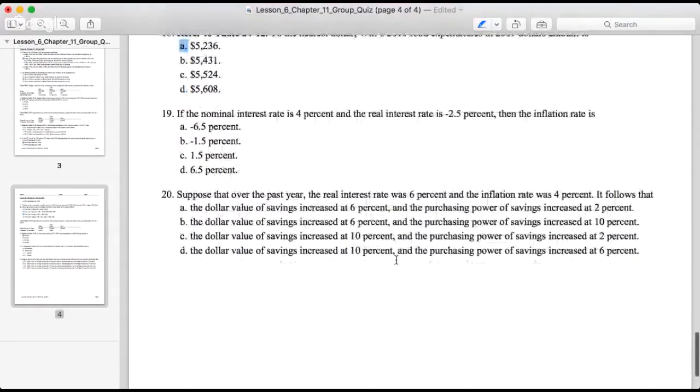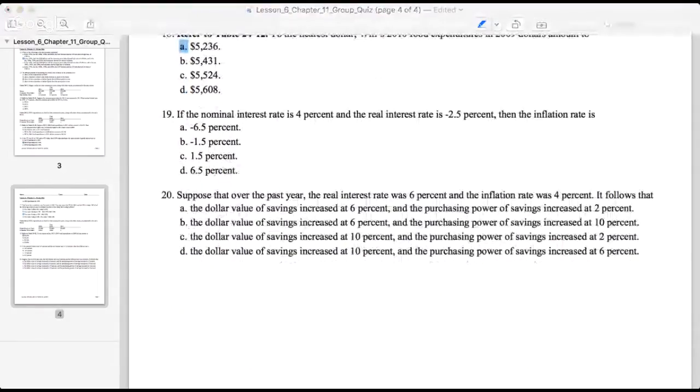For 19, I got B2. Sorry, Amber, what'd you get? I got D. Because if you do 4 minus negative 2.5, it's like 4 plus 2.5, right? That's how I understood it. You said 4 minus negative 2.5? Yeah, because don't you do the interest rate plus the real, the nominal plus the real?